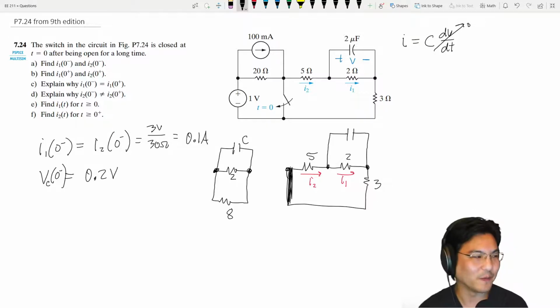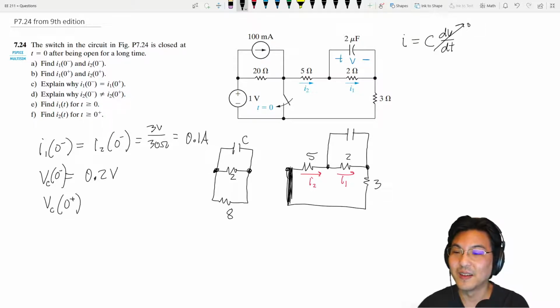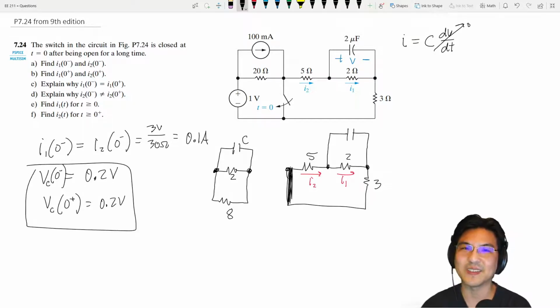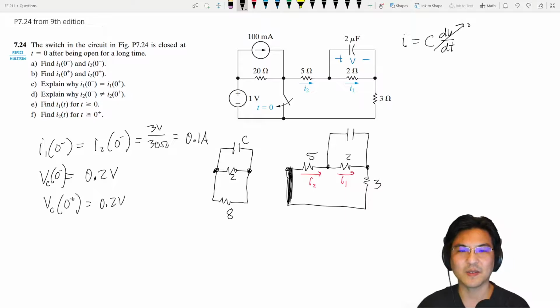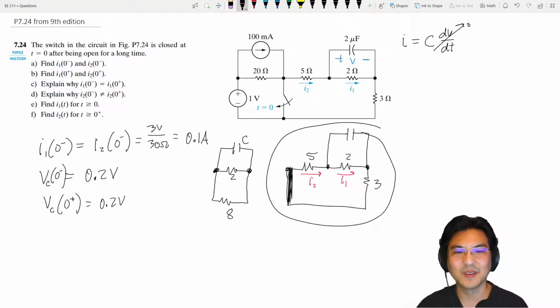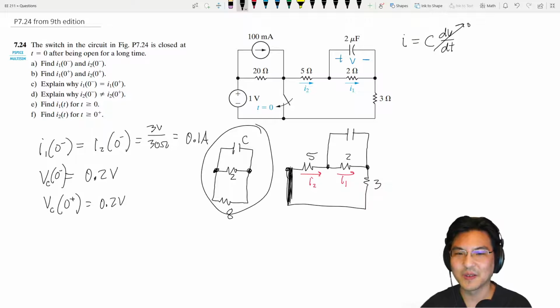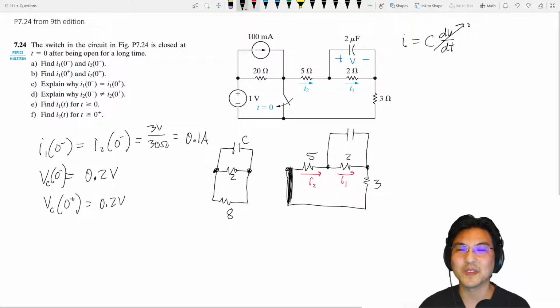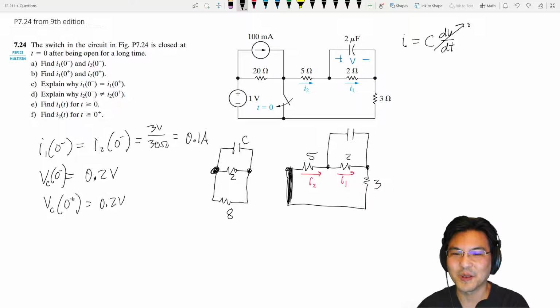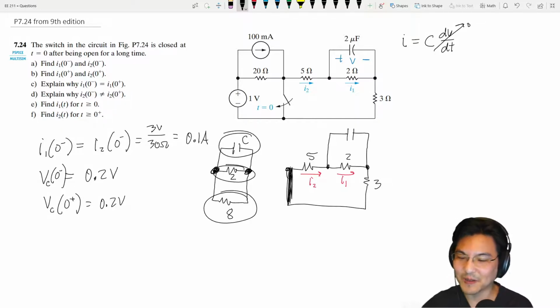And for a capacitor, the voltage cannot change instantaneously. So the voltage across the capacitor is still 0.2 volts after we hit the switch, right? This cannot change instantaneously. So that means for this picture, the initial voltage across from here to here is 0.2 volts. And it's the same for this resistor, the same for this capacitor, the same for this resistor.